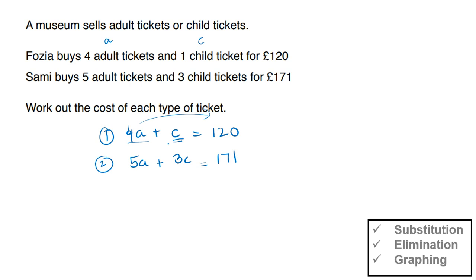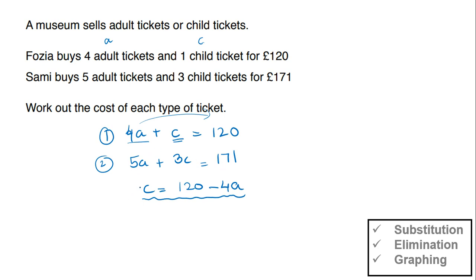So I'm going to do C is equal to 4A goes to the other side. It's a positive 4A here. When it goes to the other side, it turns into negative. So C is equal to 120 minus 4A. Now this is my new rearranged version of equation number 1.